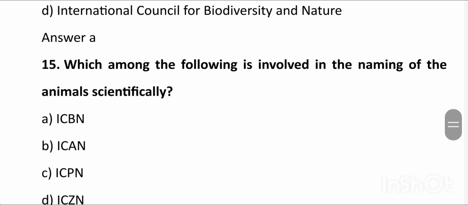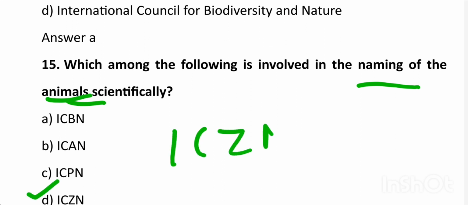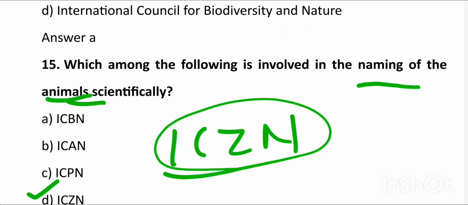Then 15 number question. Which among the following is involved in the naming of the animals scientifically? So here the answer is option D, which is ICZN, International Code for Zoological Nomenclature, which is meant for naming and classifying the animals.